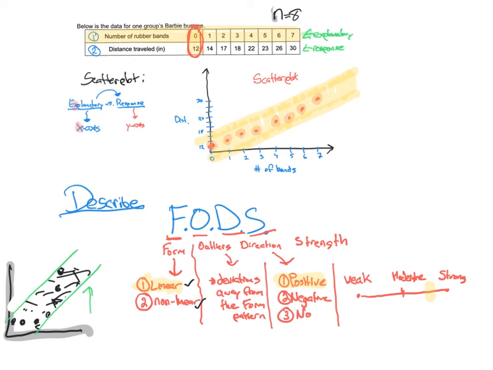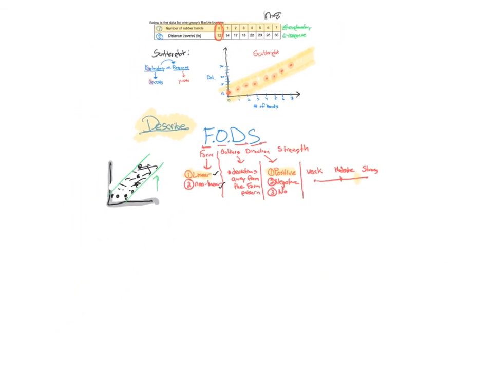And those are our FODs: form, outlier, direction, strength. If they ask us to describe, which they usually will once you build the scatter plot, then we need to talk about the FODs.